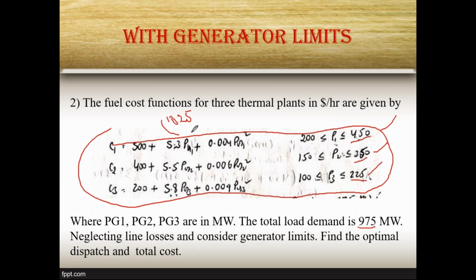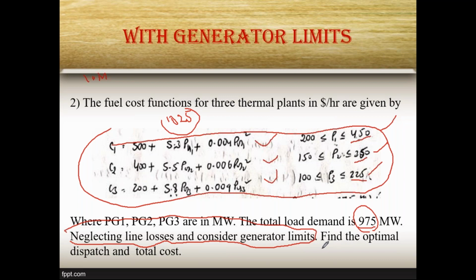Now out of 1025, we just want to generate 975 to deliver the load. But our aim is to find, in this 975, what is the contribution of plant 1, plant 2, and plant 3. See this line: neglecting line losses and considering generator limits. If you understand this line, you can easily get the 10 marks, because your problem completely depends on it.